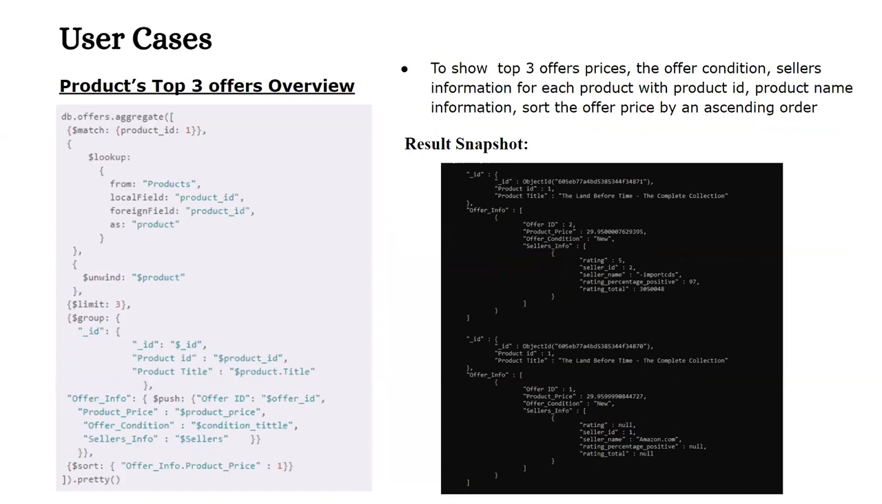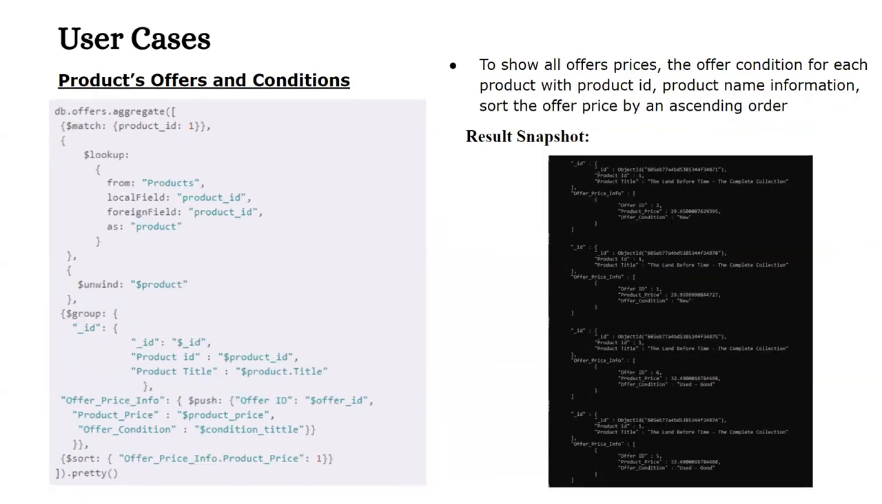Next, please. The product's top 3 offers overview shows the product information and the top 3 offers with seller information. Here we have product ID 1 as an example, sorting offer price in ascending order. Next, please. Product offers and conditions shows the product information such as product ID and title with all the offer prices and conditions, also sorting offer price in ascending order. Next, please.